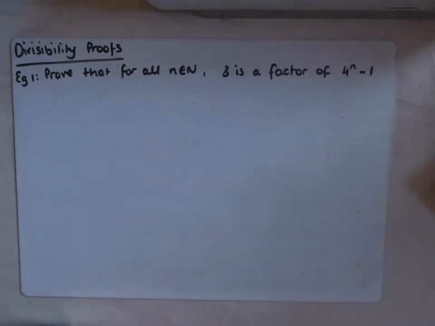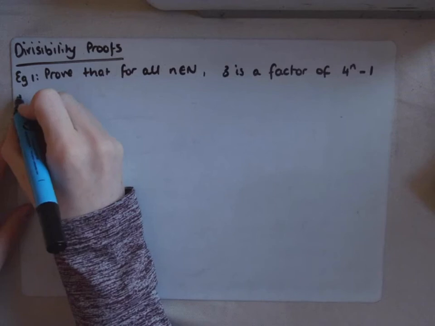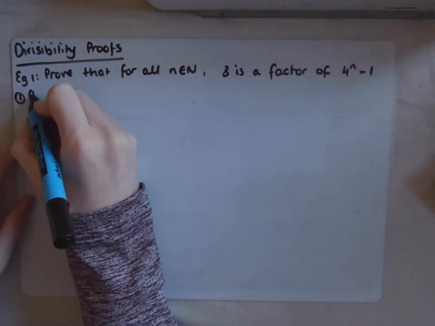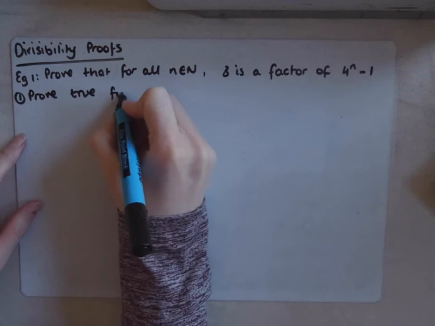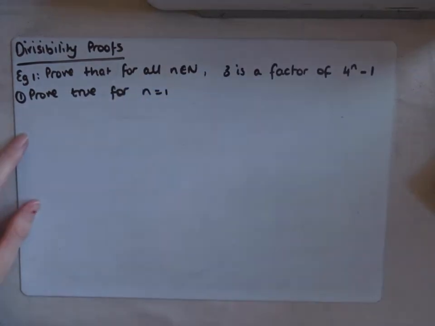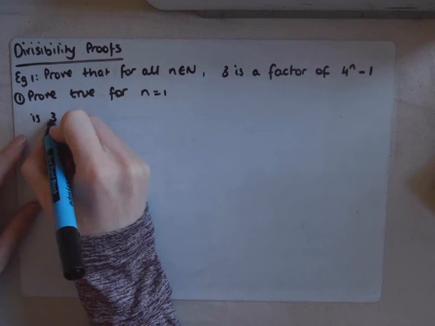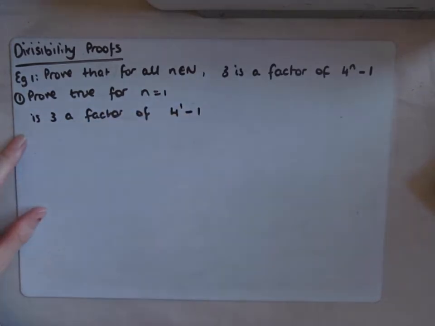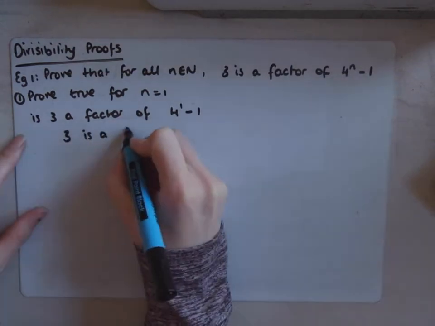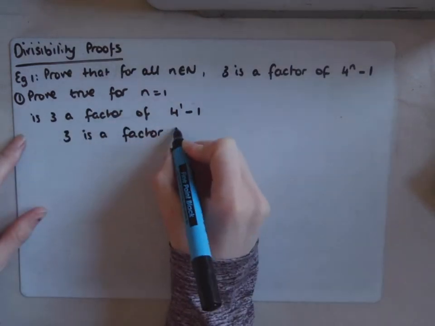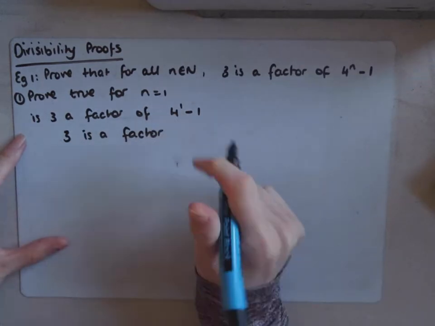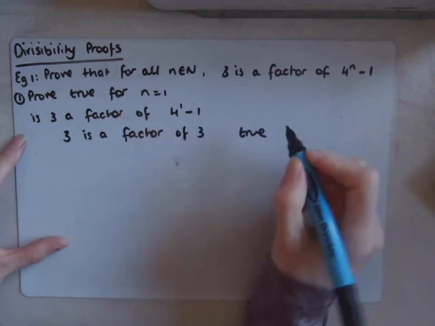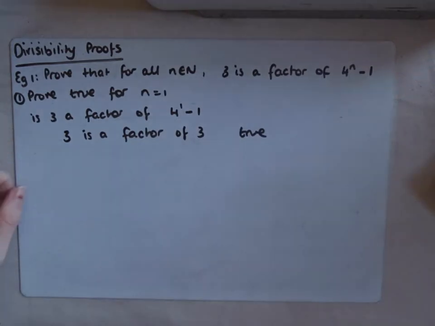Example 1: prove that for all n a natural number, 3 is a factor of 4 to the power of n minus 1. So we're going to go through our steps. Number 1: prove true for n is equal to 1. Is 3 a factor of 4 to the power of 1 minus 1? 4 take 1 is 3, so 3 is a factor of 3. So that's true.